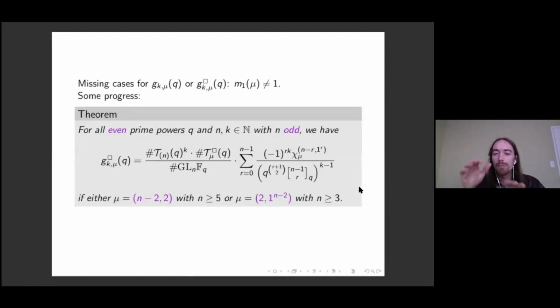If you put some assumptions, like if you make sure q is even, if you make sure n is odd, and you look at either this (n-2, 2) partition or this (2, 1^(n-2)) partition, then that same formula does work. This is the same formula from the main result. But if you relax the evenness of q or the oddness of n, it's a lot messier than that. Yep, so there's a little bit of progress. It's showing me though that the techniques I'm using aren't really going to allow me to get much further than that main result.